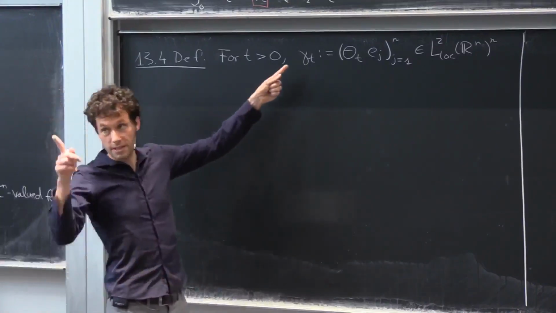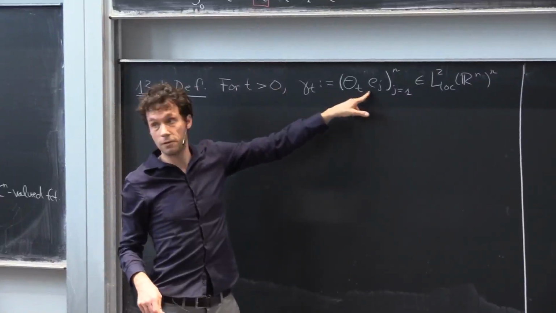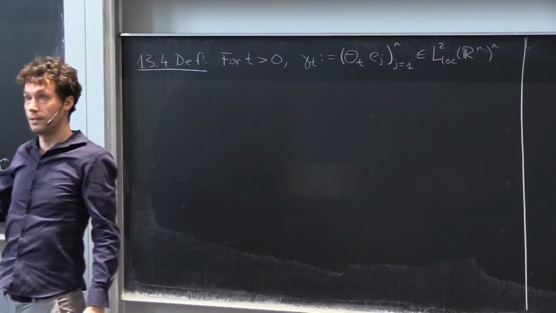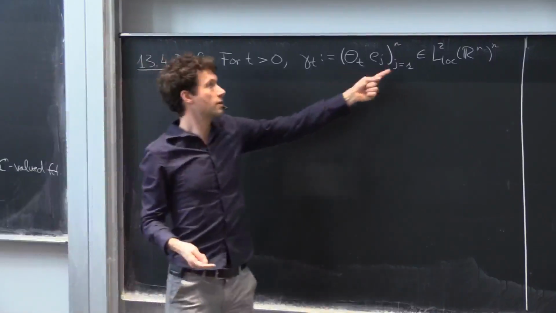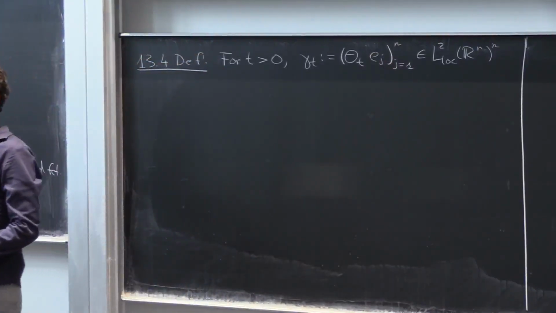So he was asking about the definition of the principal part. What I'm doing is I fix one of the unit vectors. I view the unit vector as a bounded function. And then I can apply the operator theta t to this constant function. That gives me back a function, a locally square integrable function. And then I'm going to do that for all directions and put them together in a vector. So it's a vector of functions.